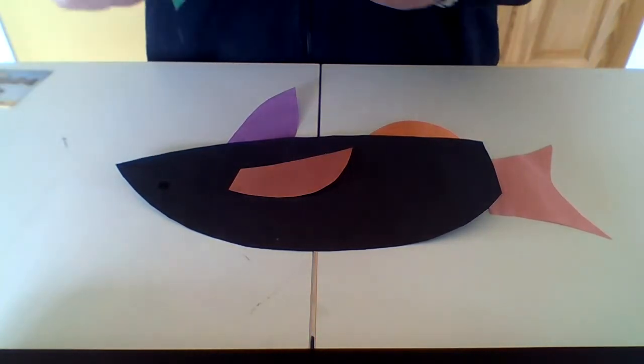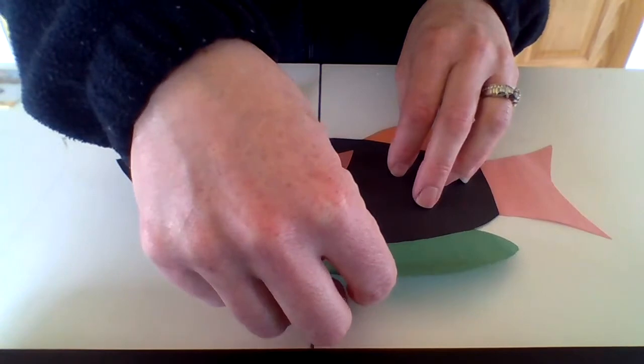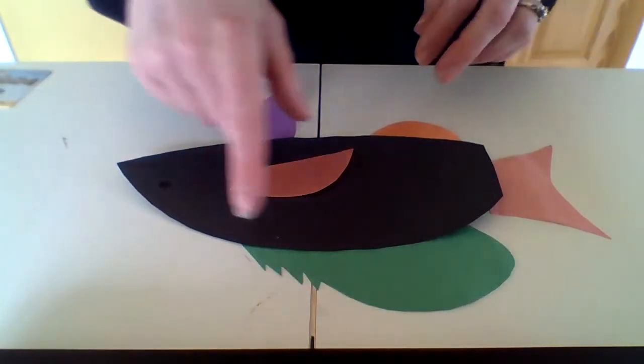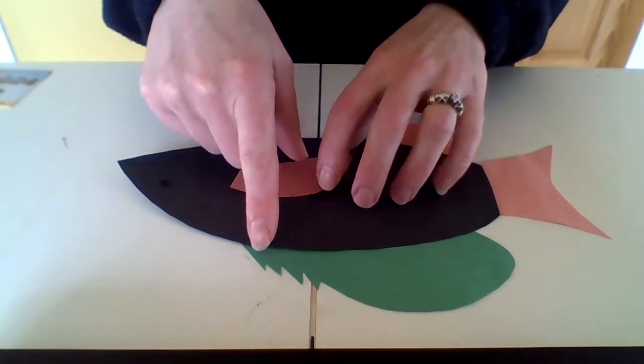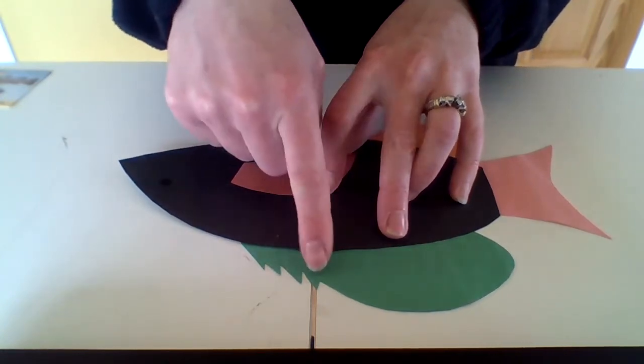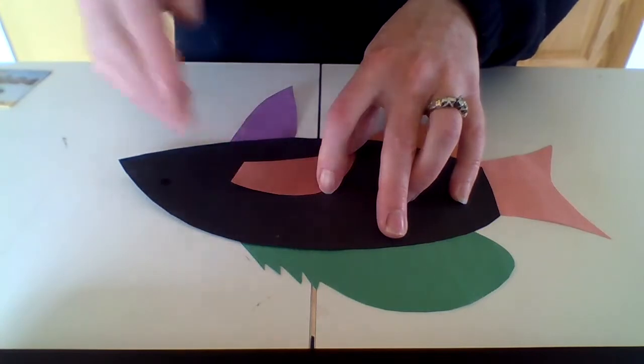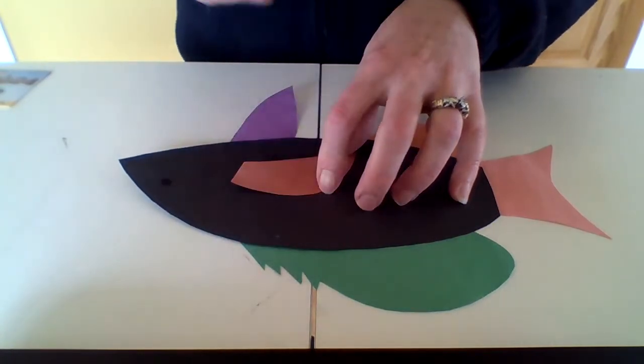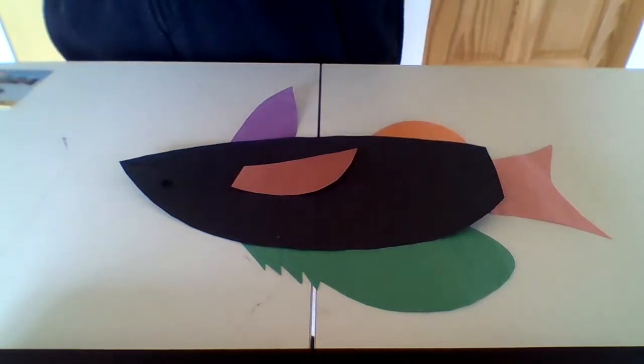And last but not least, I'm going to add on my dorsal fin. Dorsal fin is on the back. Dorsal means back. Okay, notice that my dorsal fin here has spikes that lead off the fin, and then it's rounded the rest of the way. Some have spikes, some don't. Some have double ones or smooth ones, others do not.